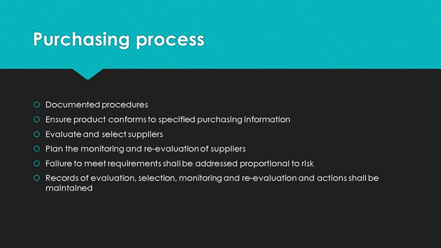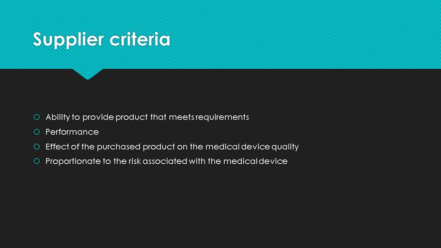So for monitoring and reevaluation of suppliers' performance, you must follow a plan, and records of evaluation, selection, monitoring, and reevaluation and actions must be maintained. If the supplier fails to meet requirements, the actions taken to address the issue must be proportional to the risk. There must be a criteria for evaluating and selecting suppliers, and that criteria must include the supplier's ability to provide product that meets requirements. If they have great systems, certified and everything, but they have an inability to deliver conforming product, they're not a good supplier.